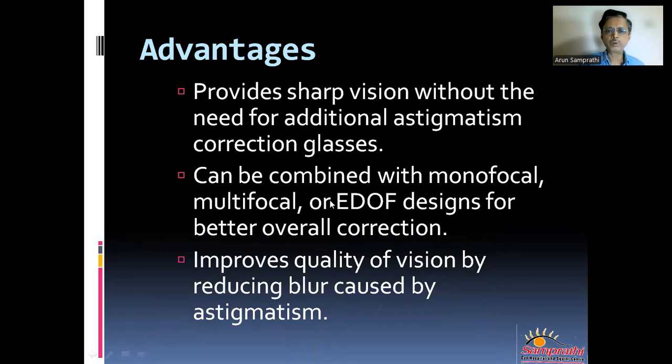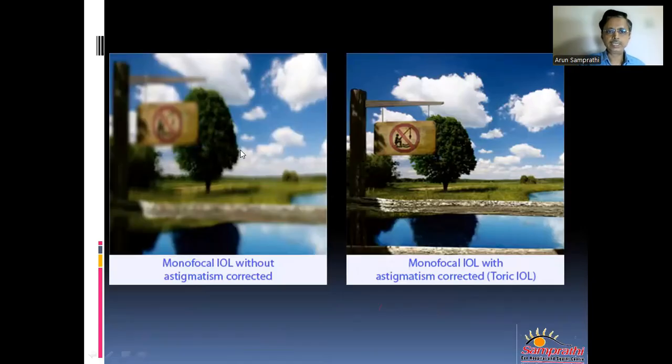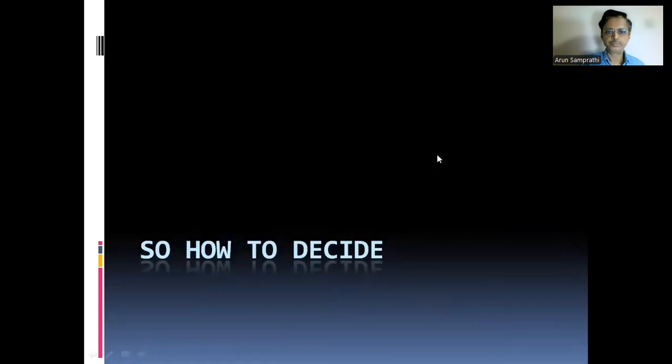The astigmatism correction can also be combined with the other types of lenses like the multifocal lenses or the EDOF lenses. So it definitely improves the quality of vision. This is an example of a person who had a monofocal lens for the distance without the astigmatic correction. And on the other side, you can see the person who has got the astigmatism corrected with the lenses, where it's a much sharper and clearer vision.